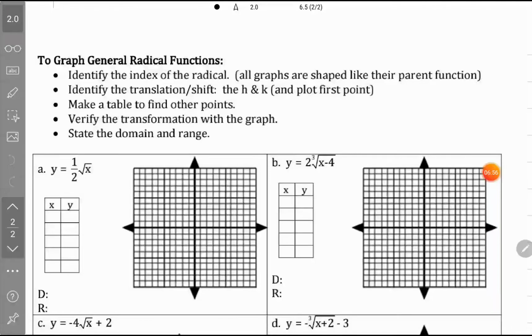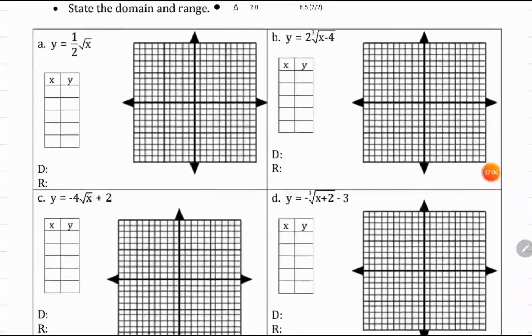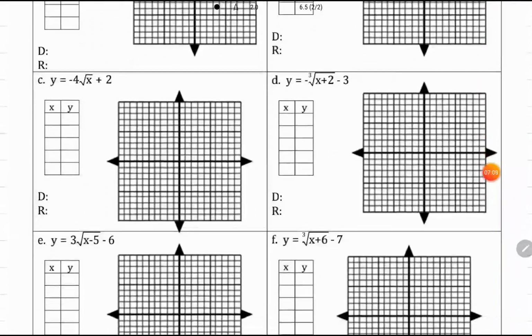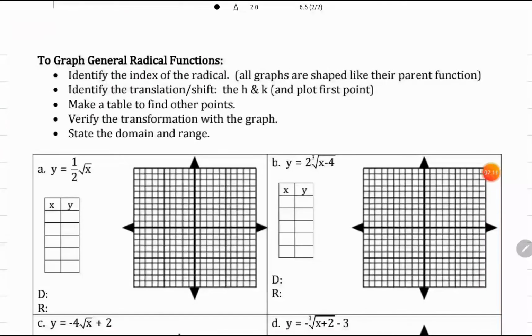Identify the index of the radical. Part A is square roots, part B cubed roots, part C square roots, part D cubed roots. Yeah, we get the idea. All graphs are shaped like their parent function. Identify h and k, plot the first point, make a table, find the other points.